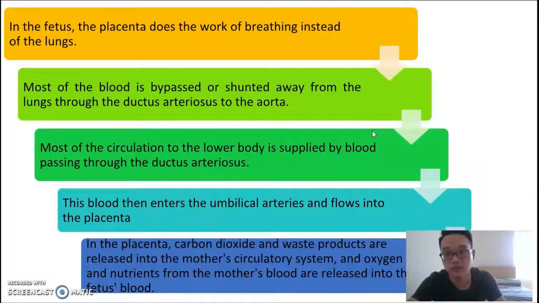In the fetus, the placenta does the work of breathing instead of the lungs. Most of the blood is bypassed or shunted away from the lungs through the ductus arteriosus to the aorta. Most of the circulation to the lower body is supplied by blood passing through the ductus arteriosus. This blood enters the umbilical arteries and flows into the placenta. In the placenta, carbon dioxide and waste products are released into the mother's circulatory system, and oxygen and nutrients from the mother's blood are released into the fetus's blood.